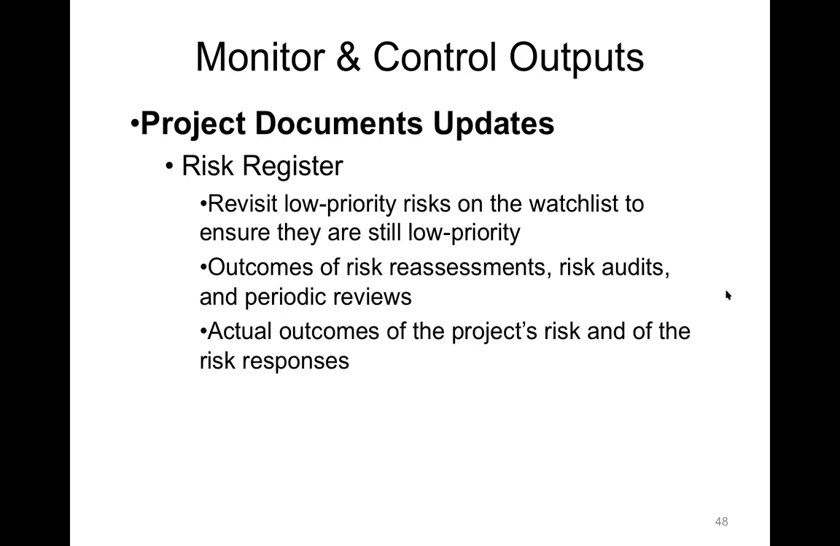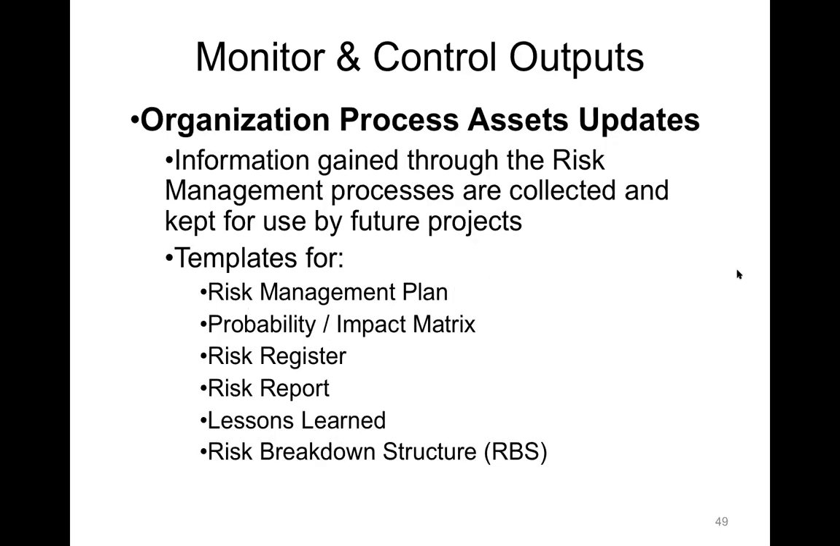So as I showed you earlier, in the work performance information, looking at variance would definitely be something you'd include in the risk register to keep that fresh. A good risk register really tells a story of the risk in a project. So OPA is updating those templates for the risk management plan. The project impact, probably an impact matrix could be updated. And of course, the risk register itself, the risk report that's sent out from time to time, the lessons learned document, which we'll look at in a moment, and then something like the risk breakdown structure would also be something that could be updated.